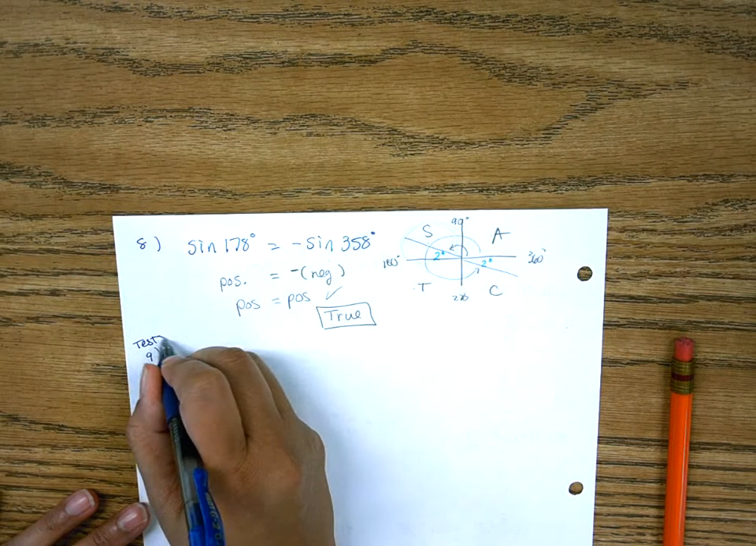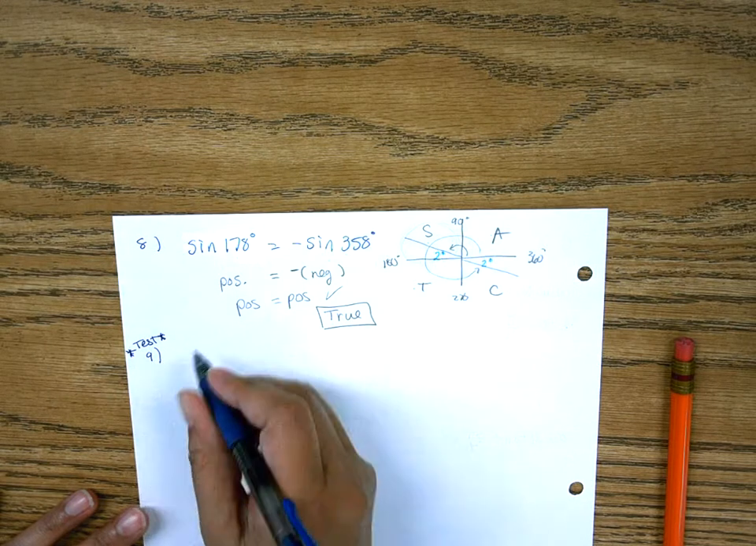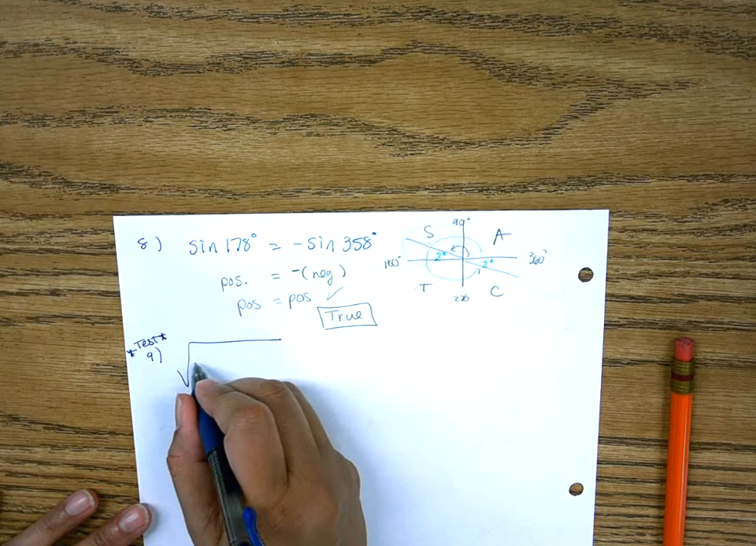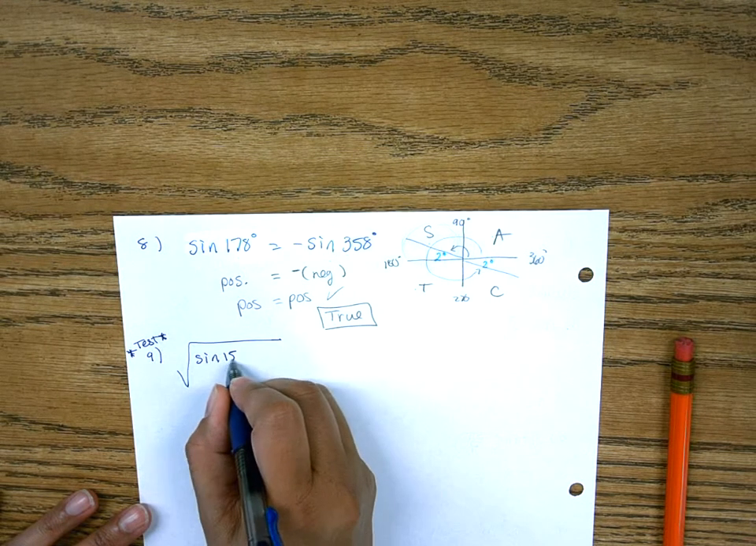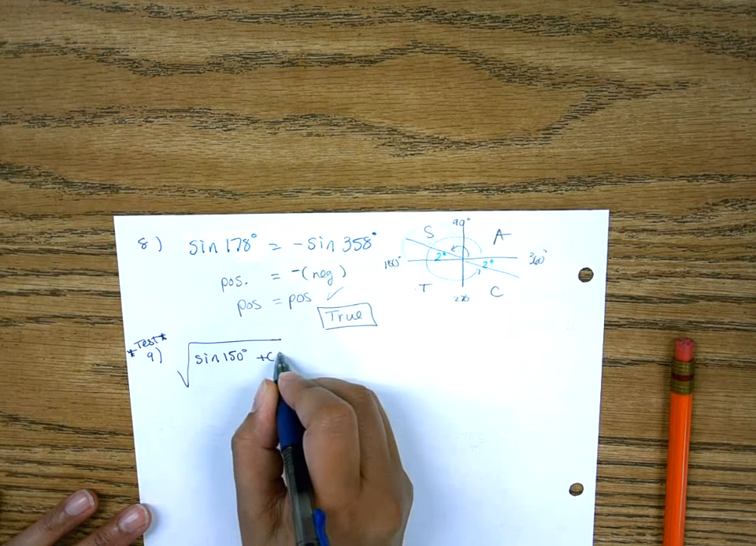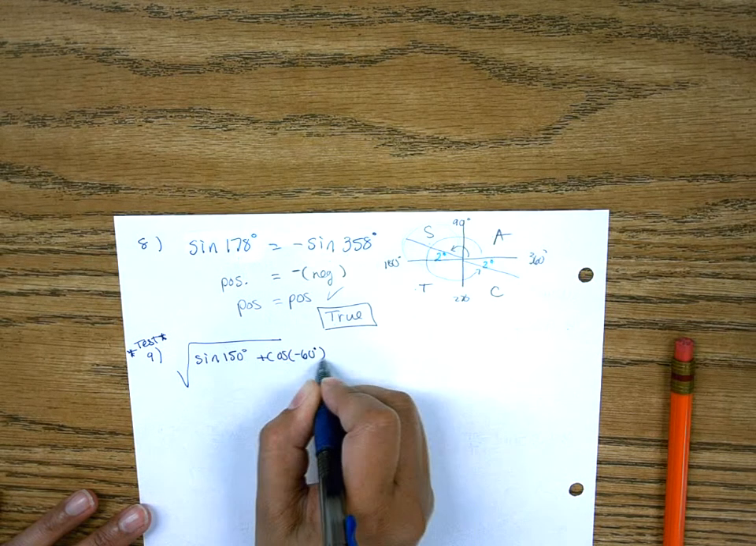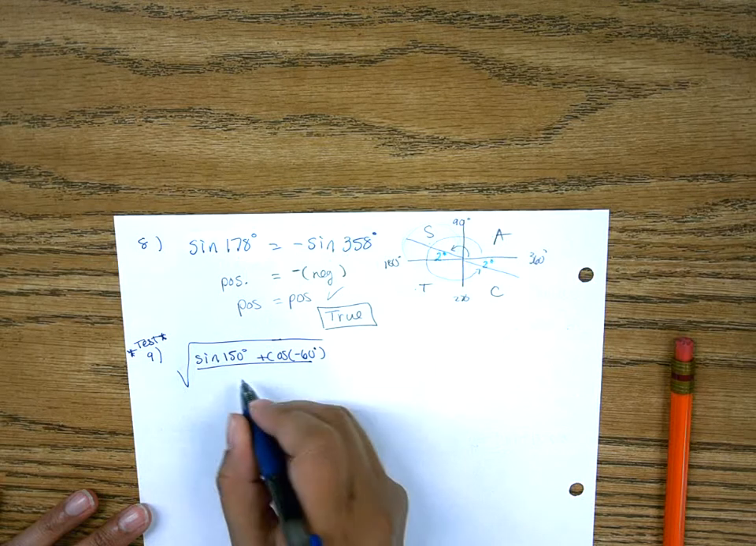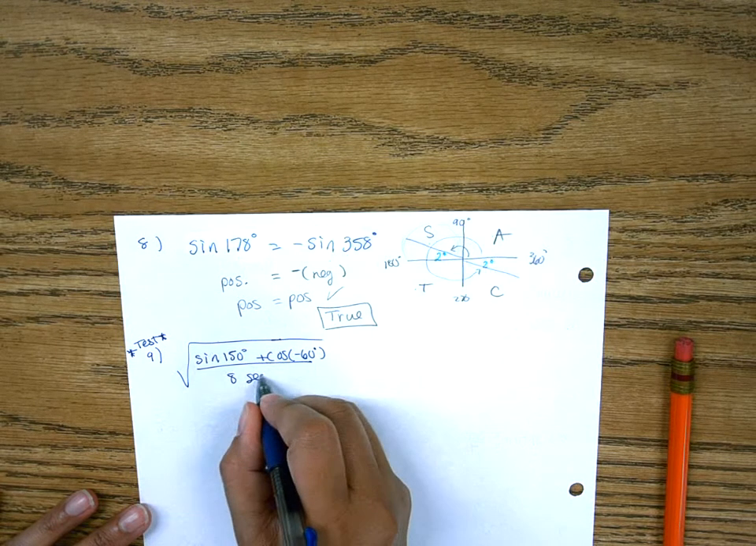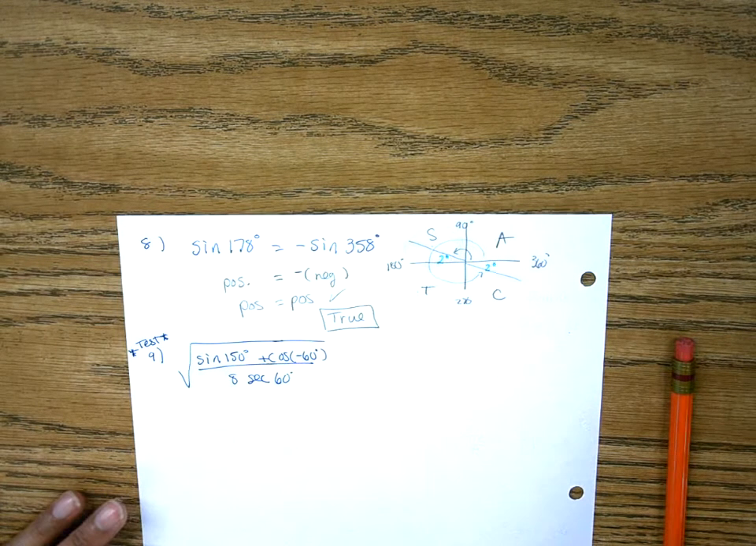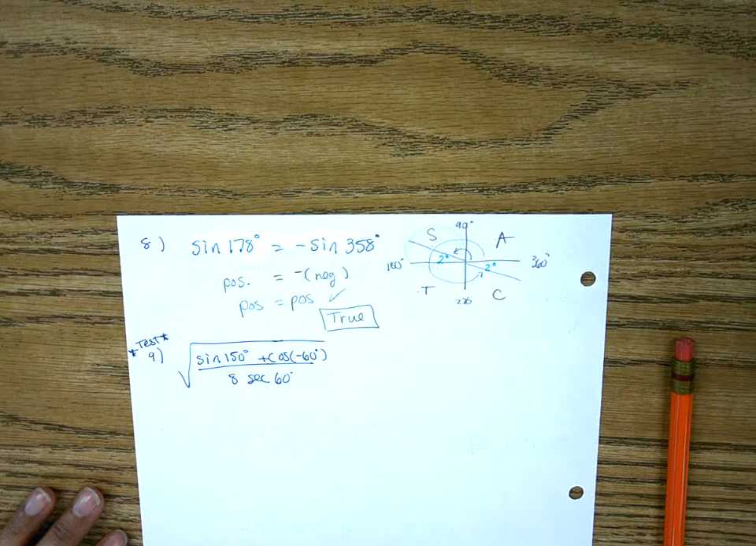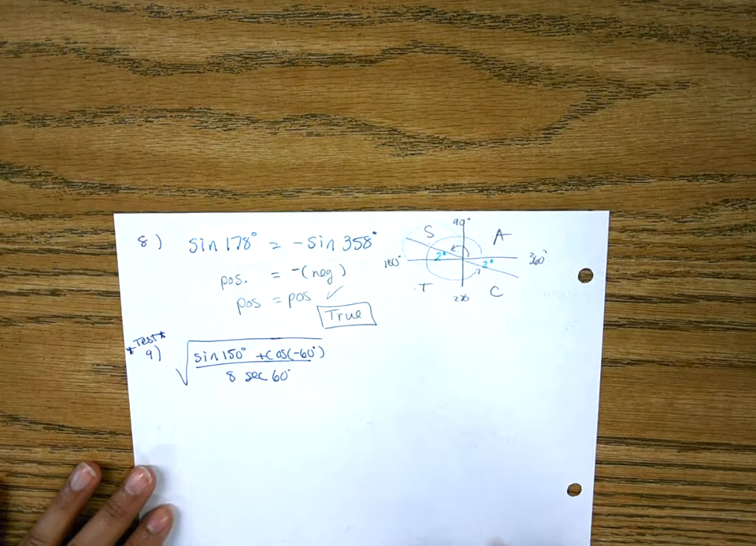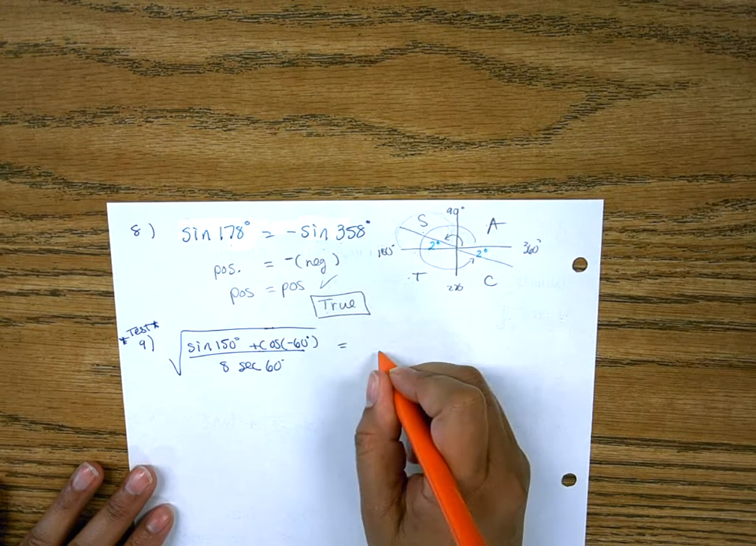Okay. Number 9, another one on the test. Well, all of these are on the test, but these are ones that I'm pointing out are ones that kids struggle with. All right, square root of sine of 150 degrees plus cosine of negative 60 degrees all over 8 secant of 60 degrees. This is also on the quiz.